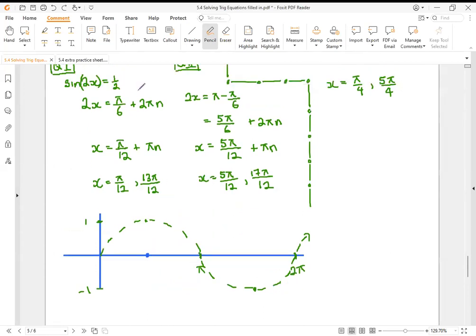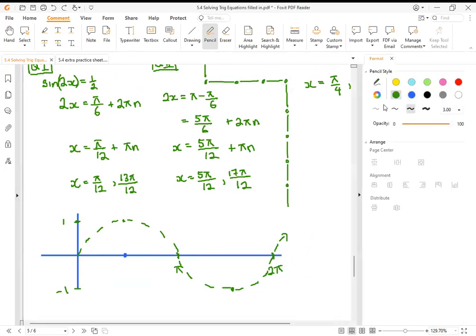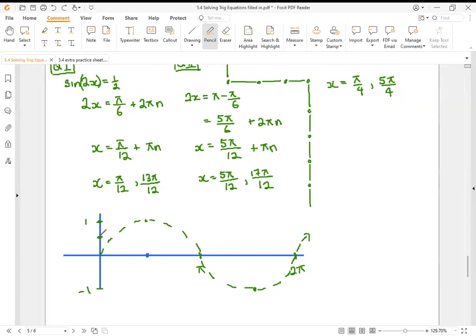If my angle was pi over 6, because my y value is half, where does that take me? Using green. Half is right here. So that means I have an angle at pi over 6, and I have an angle at 5 pi over 6, and no other solutions. With me so far? Okay.